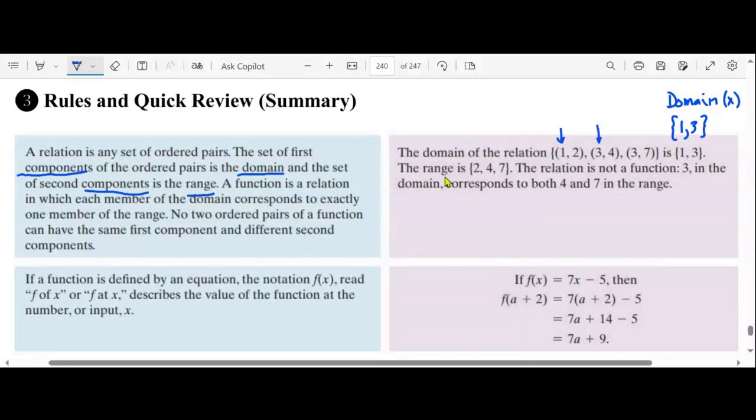The range, what is the range? Is the second component, 2, 4, 7, as you can see here. So the range is 2, 4, 7. Is this clear?